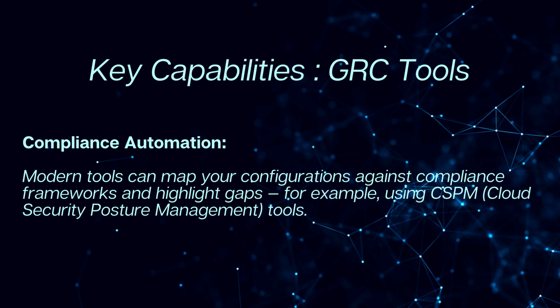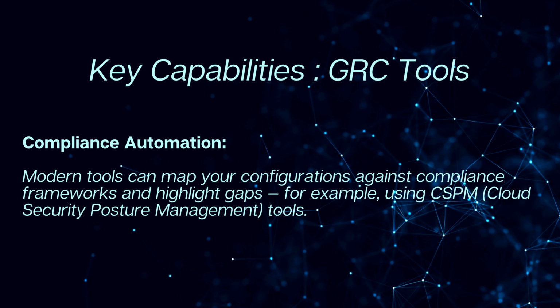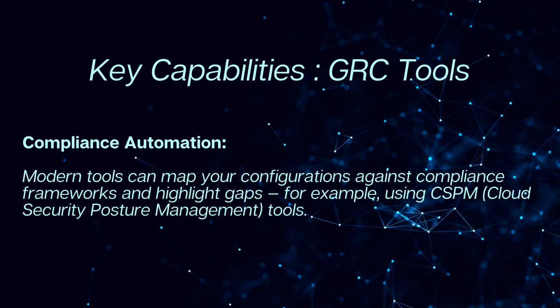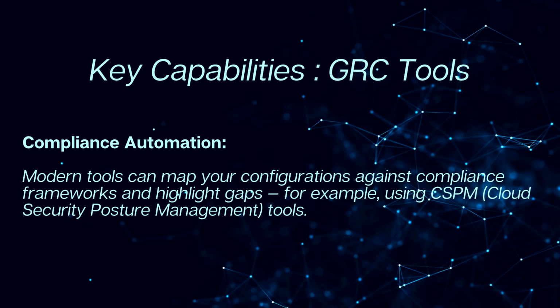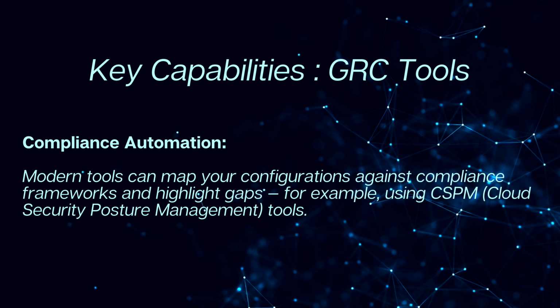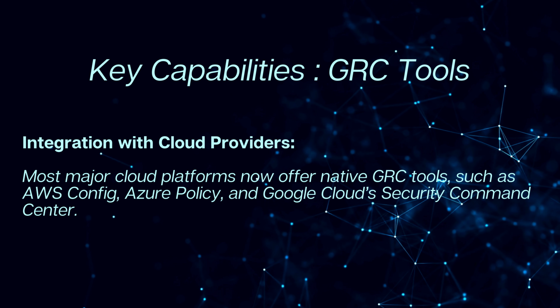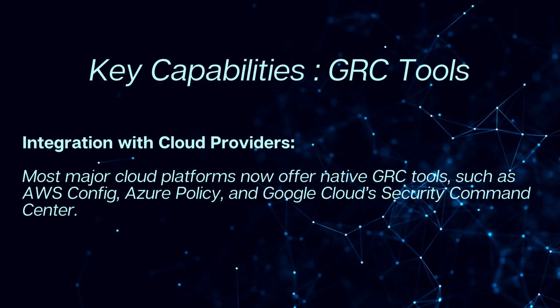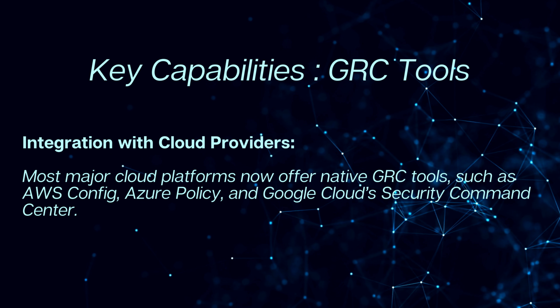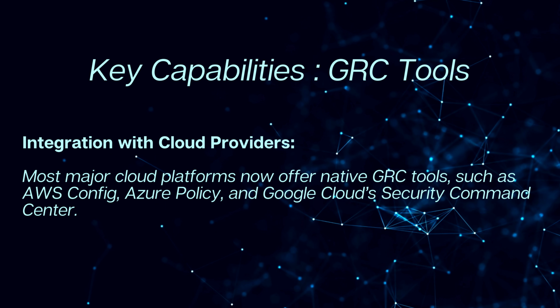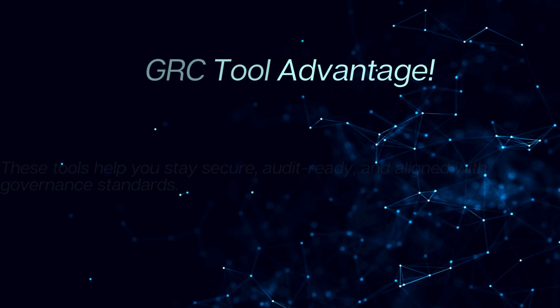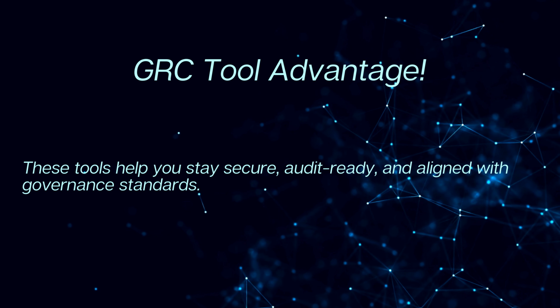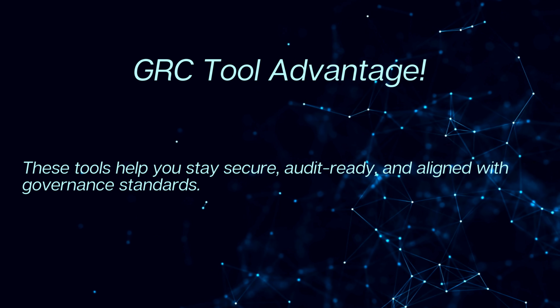Then, compliance automation. Modern tools can map your configurations against compliance frameworks and highlight the gaps. For example, using CSPM, that is Cloud Security Posture Management, can help you in this regard. Integration with cloud providers. Most major cloud platforms now offer native GRC tools such as AWS Config, Azure Policy, and Google Cloud's Security Command Center. These tools help you to stay secure, audit ready, and aligned with governance standards.